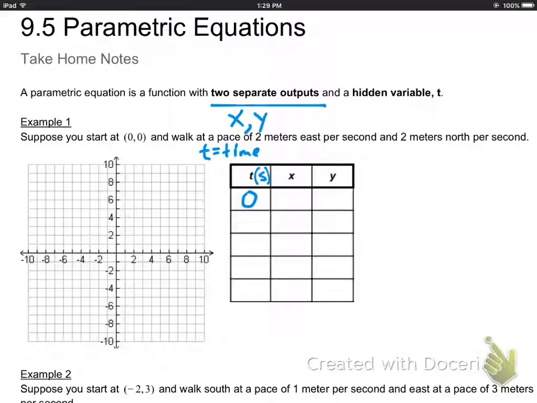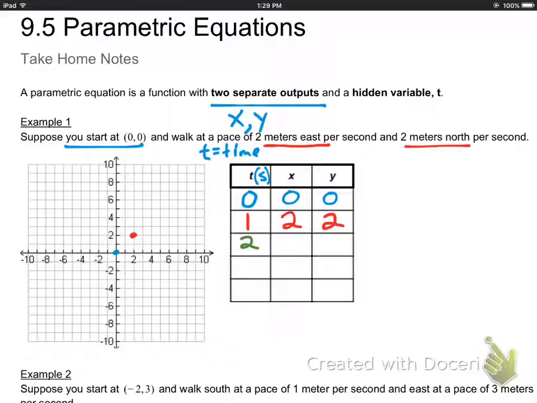So if we start at 0, 0, at 0 seconds, you're at 0, 0. So our first point we're going to plot is right there at the origin, okay? At 1 second, we've moved 2 meters east. East is left and right, correct? On the right, that would be 2, so 2 for x. And then we're moving 2 meters north, so that would be a 2 for the y. The point 2, 2 gets plotted right there.